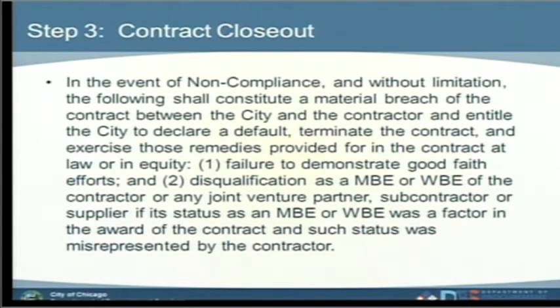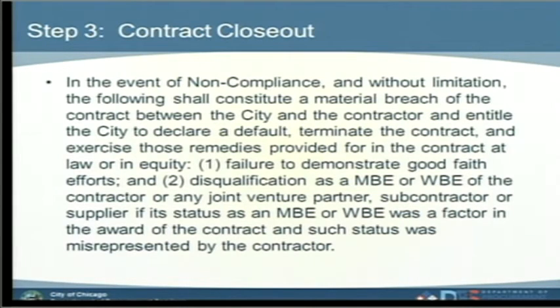Step 3 of the compliance part is the contract closeout. In the event of non-compliance and without limitation, the following shall constitute a material breach of the contract between the city and the contractor, and entitle the city to declare a default, terminate the contract, and exercise those remedies provided for in the contract, at law or in equity. Number 1, failure to demonstrate good faith efforts. If you didn't meet the goal, then we will require that you submit what we call good faith efforts, what you did in attempts to remedy through the project.